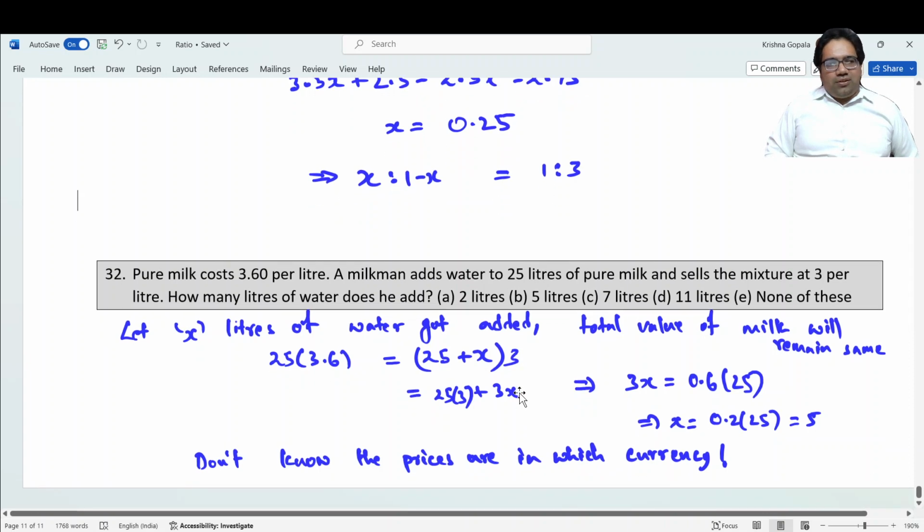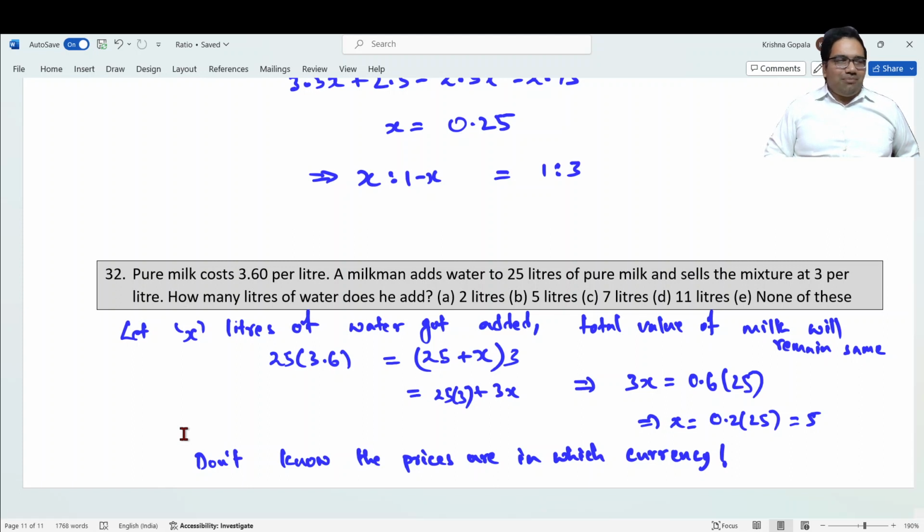Okay. So we don't know what prices these are. These are in dollars or pounds or whatever. We don't know. But definitely these are not rupees, by whatever standards that we can imagine. Maybe for 100 ml it might make sense. I don't know.